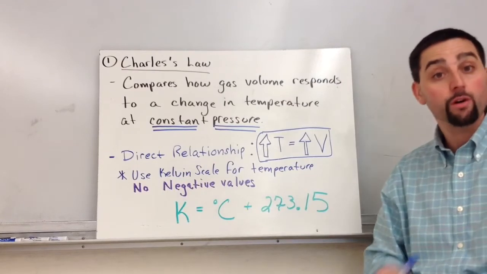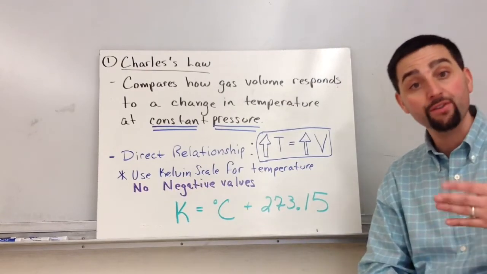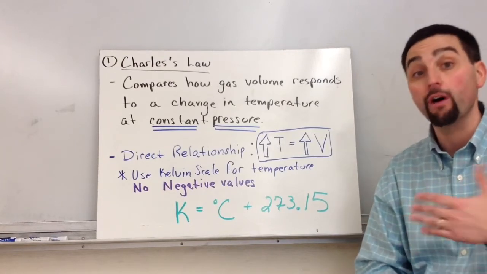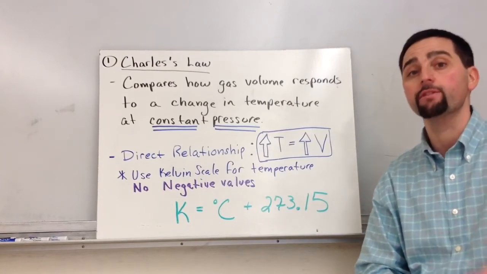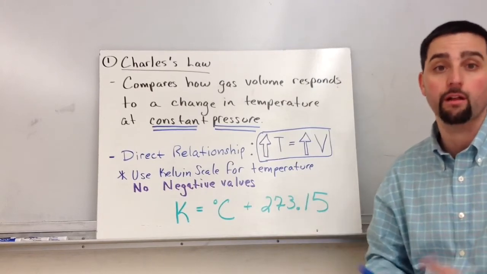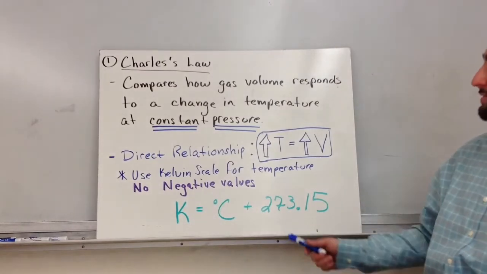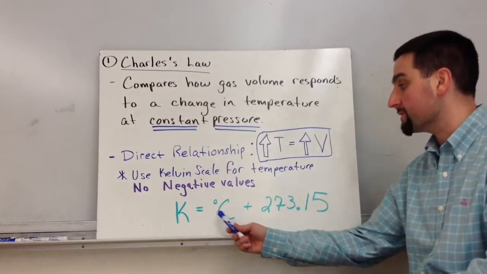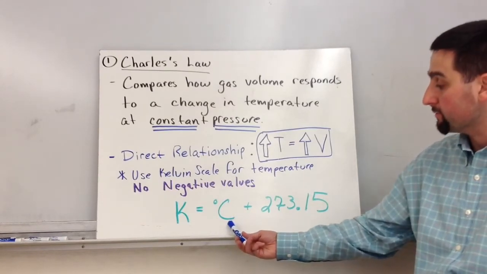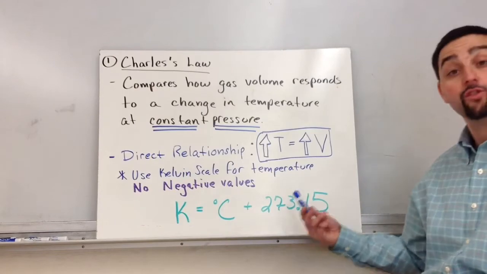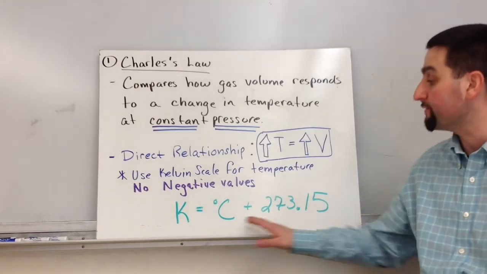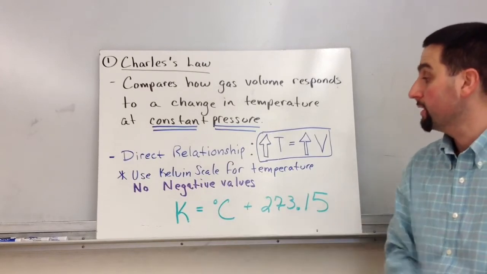As with all gas laws, we're never going to use the Celsius scale because Celsius gets into negative values, and we don't want any negative volumes. It's strange to have a negative volume. So we're going to convert all of our temperatures to the Kelvin scale. The way to convert from Celsius to Kelvin is simple: you take your Celsius temperature and add 273.15. So that's our conversion from Celsius to Kelvin.